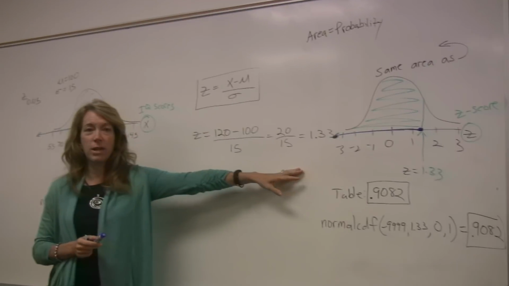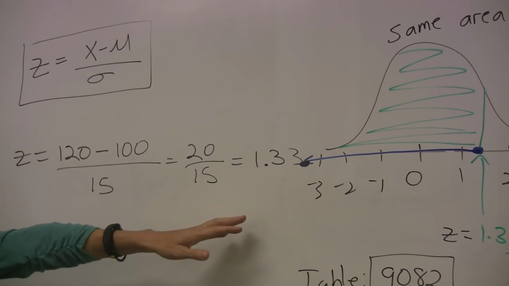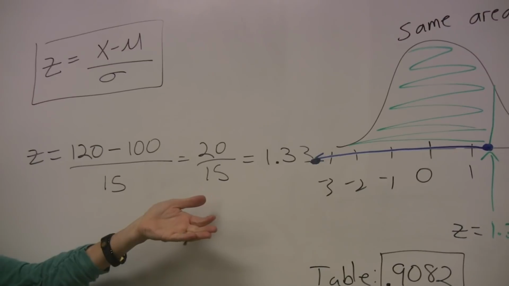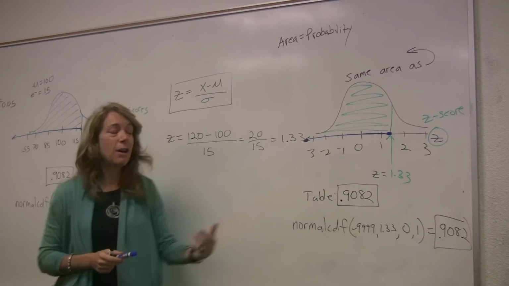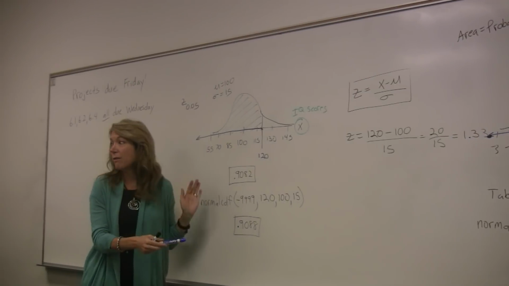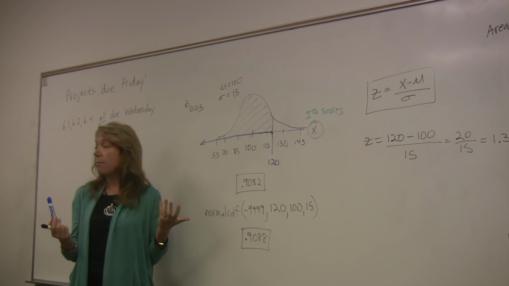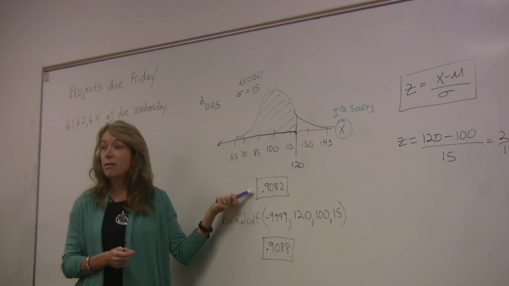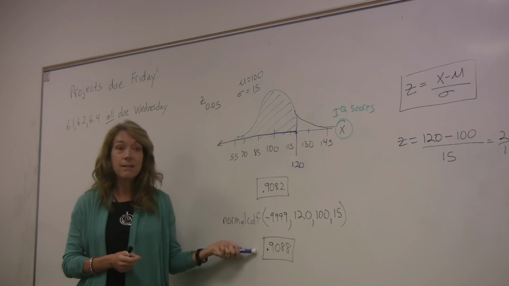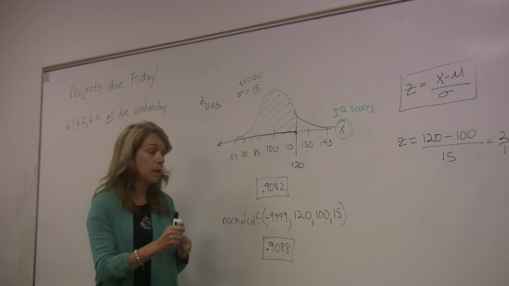We got this 1.33. We rounded; it was actually 1.33333. So we rounded our z, which changes this picture just a tiny bit. Over here, we didn't have to do any rounding. We just put the original numbers in. So if you look it up in the back of the book when you're practicing, it'll say the answer is 0.9082 or 0.9088 if you use technology. Either answer is okay.